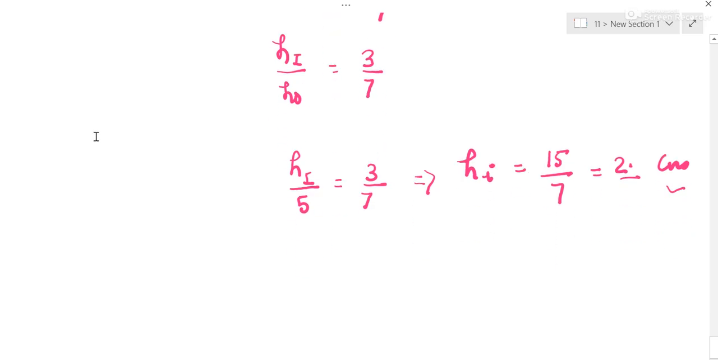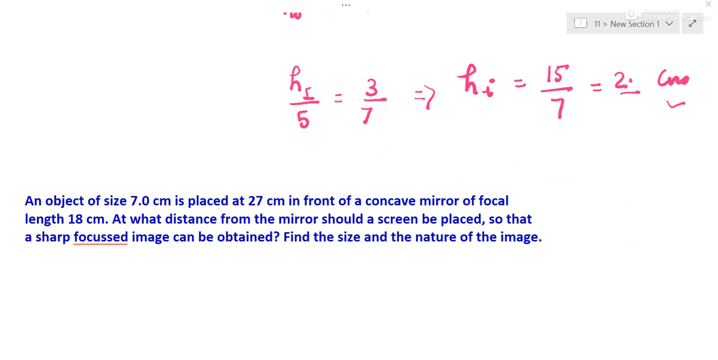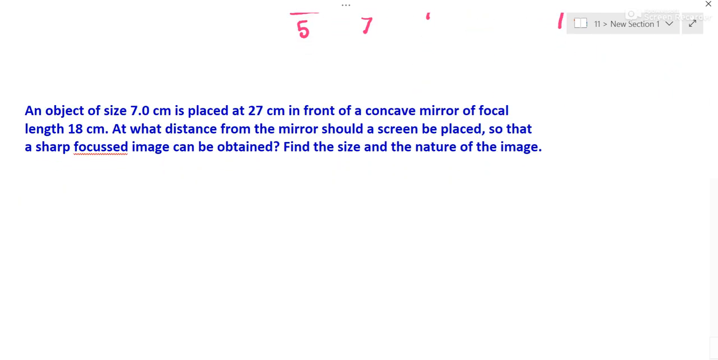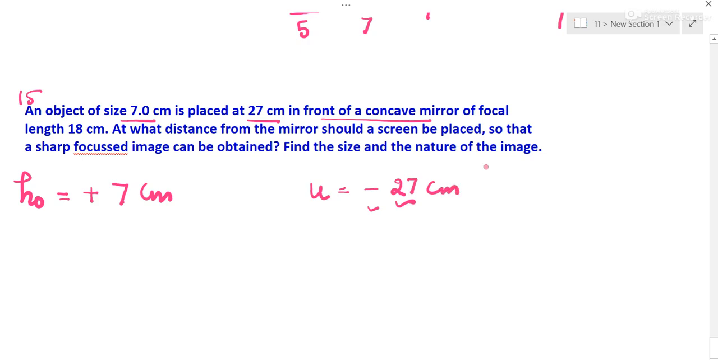Getting to the next question. This is question number 15 of NCERT. This is size of object. How will we write? H naught and plus will be the sign. It is placed at 27 centimeter in front of concave mirror. So object distance is minus 27. 27 is the distance and negative means in front of the mirror. Focal length is 18 and focal length of concave will be taken negative.